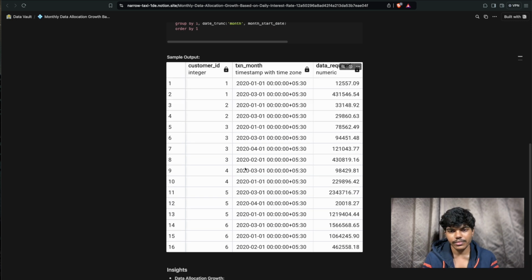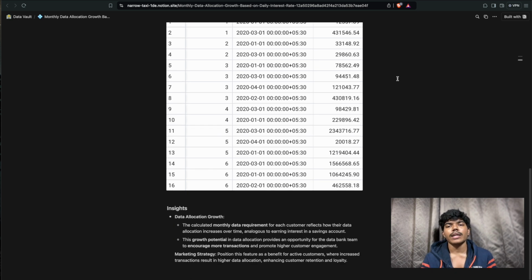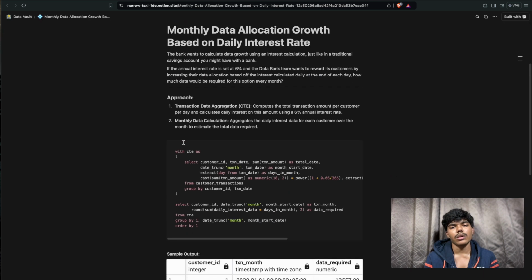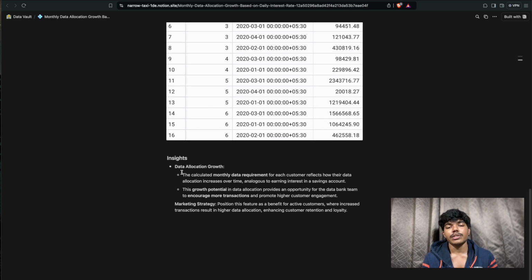In that case, we need to calculate the amount of data required, and how much data we should allocate for these specific customers who take the interest rate scheme. To do that, we have performed this particular code. We created a CTE and calculated all these values, and after doing that we get this particular insight, and that's what we have shown here.